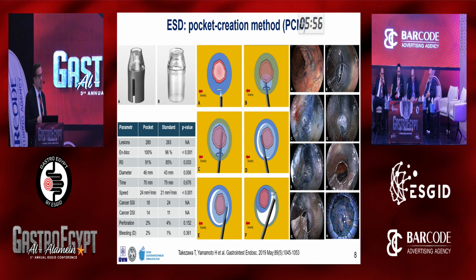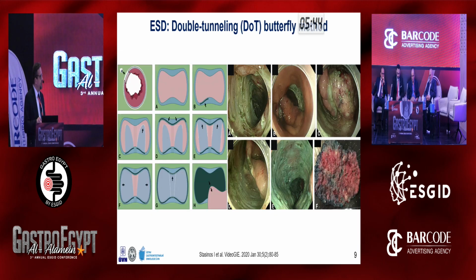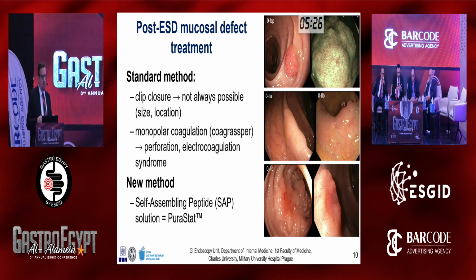From this Japanese experience, you can see that there is quite a significant difference between the pocket and standard method regarding the en bloc and R0 resection. What is much more, I would say the future is this butterfly technique. So you can see that you can dissect even the large laterally spreading tumors in the rectum with the two tunnels technique.